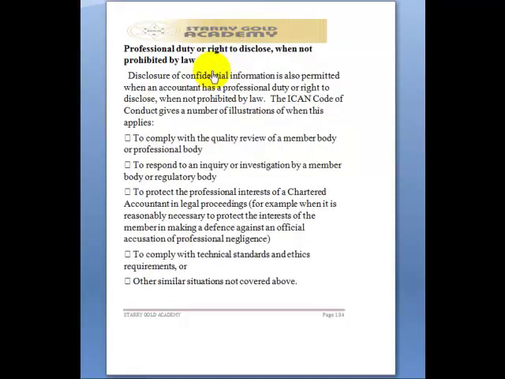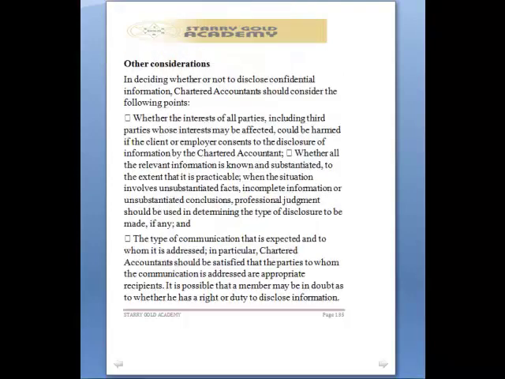There is a professional duty or right to disclose when not prohibited by law. For example, to comply with the quality review of a member body or professional body, you have to disclose. To respond to an inquiry or investigation by a member body or regulatory body like ICAN, you have to disclose. To protect the professional interests of a chartered accountant in legal proceedings, somebody is suing you and you want to defend yourself, you have to disclose. To comply with technical standards and ethics requirements or other situations not covered above. These are other situations whereby the auditor can disclose confidential information.